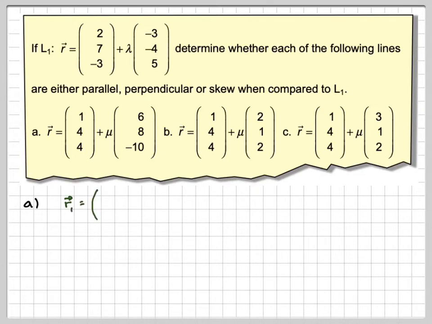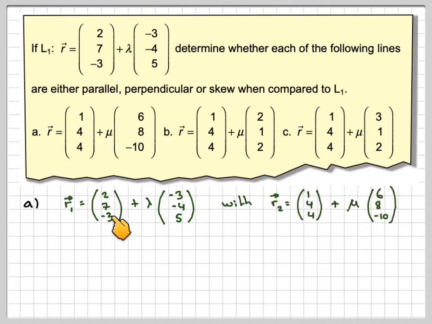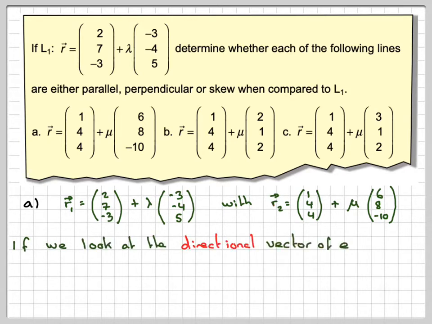Okay, so if we write out the two lines, what you've got to remember is these are vector equations of the line. This vector here means a point on the line, and this is called the directional vector of the line, same here. It's the directional vector that we really need to look at here. So if we look here and here, we'll call that D1 and we'll call that D2.